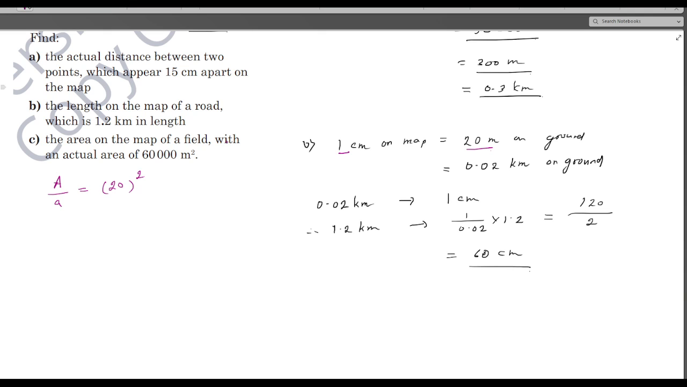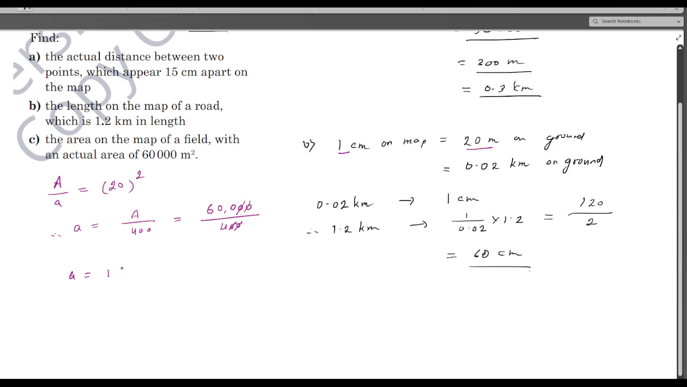I have to find out the area on the map. So small a, which is area on the map, will be equal to capital A divided by 20 square, which is 400. So small a is, your capital A is 60,000 divided by 400. So the 0000 cancels, and your small a will be 4 times 1 is 4, 4 times 5 is 20. So your small a is 150. So area on map is equal to 150 centimeter square.